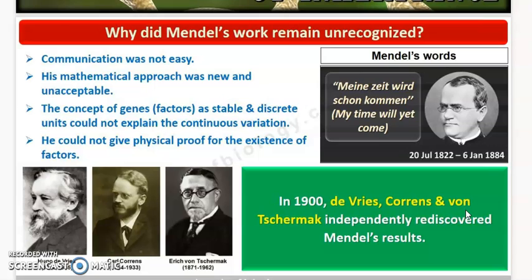So he was able to find something called a factor, but he was not able to provide proof for that. He also did not have proof that the factors exist and what they are made up of. All this information was not found in Mendel's work, and that is why it remained unrecognized for a longer period of time. He could not give any physical proof for the existence of the factors or what they are made up of.